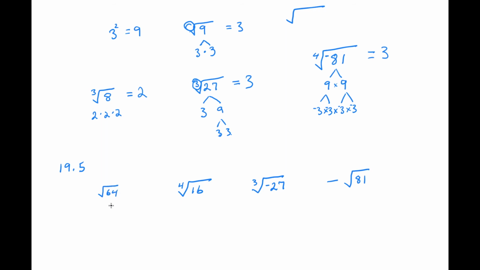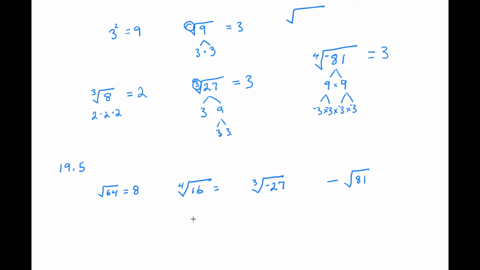So let's look at the square root of 64. It's asking us what number times itself, just 2 times, is going to give us 64. Well, if we know our multiplication tables well, like we should, we know that 8 times 8 is 64. So the answer to this is 8. All right, and now the fourth root of 16.